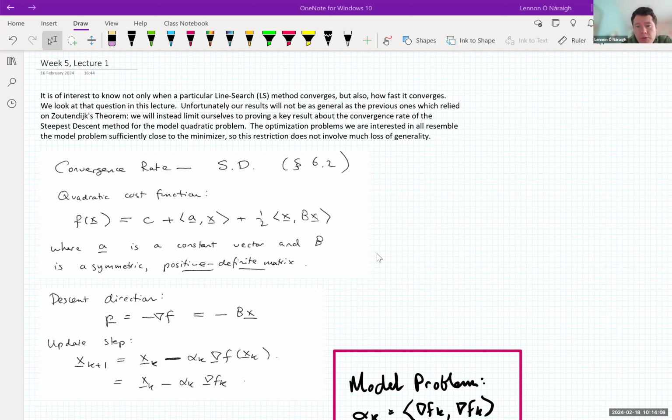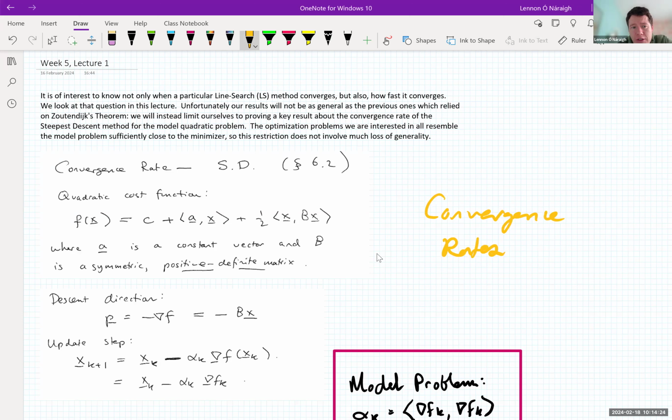So in this lecture, we're going to look at convergence rates for different line search methods, or really just for one particular line search method. It's of interest to understand not only that a line search method converges, but also how fast it converges. So that's precisely the topic here.